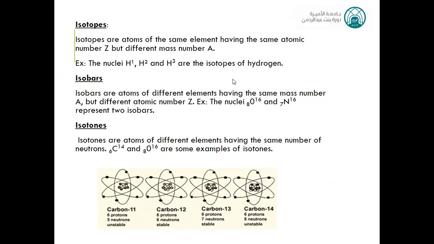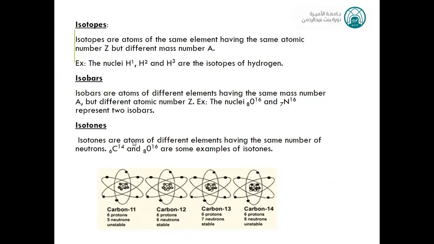The second type is isobars. Isobars are atoms of different elements that have the same mass number A but different atomic number Z. For example, oxygen-16 and nitrogen-16. The two atoms have the same mass number, but different Z number.